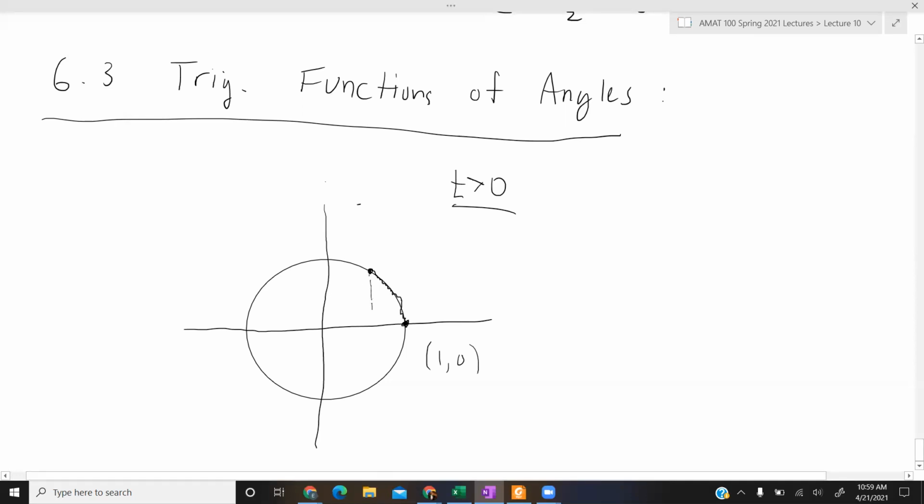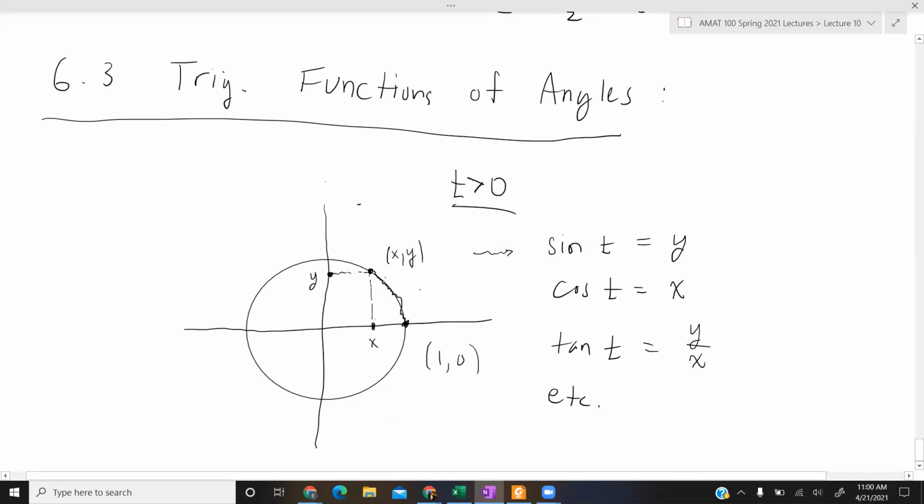And then this, of course, determined a point in the plane. So you can project this point onto the y-axis and the x-axis. This is some point associated to the number t, with an x and a y coordinate. From this, you could define, for example, sine of t to be the y coordinate, cosine of t to be the x coordinate, tan of t to be the ratio of the y to the x coordinate, and keep going with the rest of the trig functions. So this is one way of defining trig functions, in terms of the unit circle.